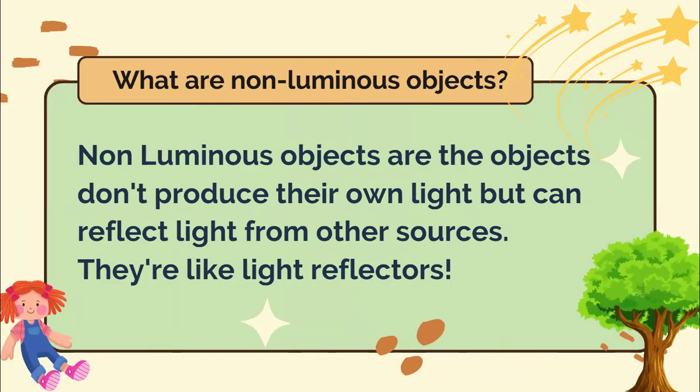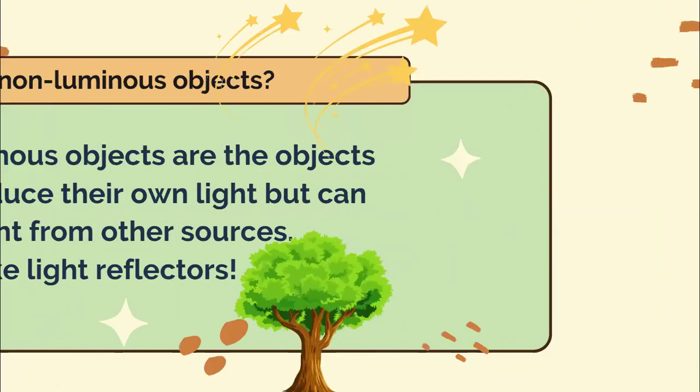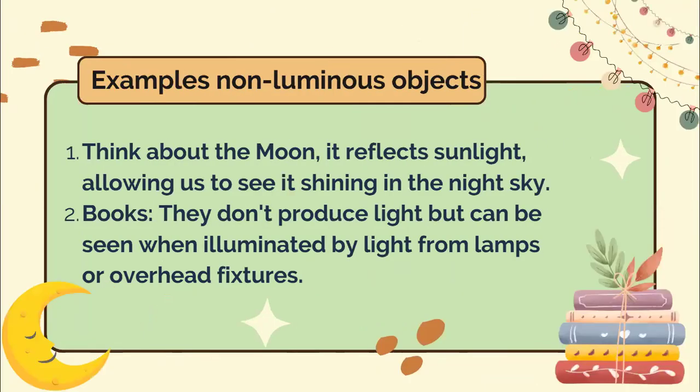Non luminous objects. Non luminous objects are the opposite of luminous objects. They don't produce their own light, they reflect light. So, here are some examples of non luminous objects. You might have thought why the moon didn't come in luminous objects. Well, the moon reflects sunlight, light emitted from the sun, allowing us to see it in the night sky. But it doesn't emit its own light.